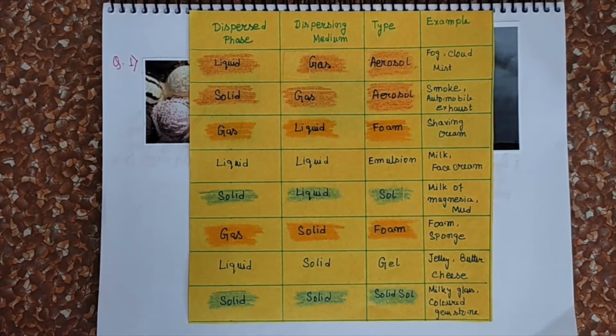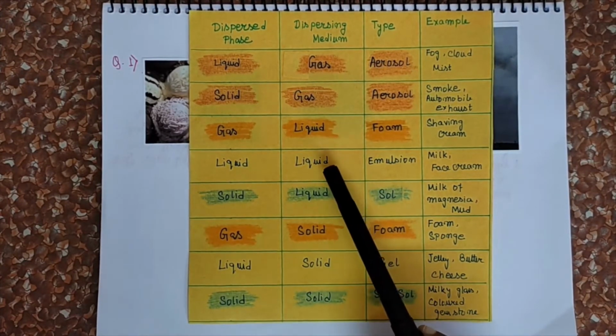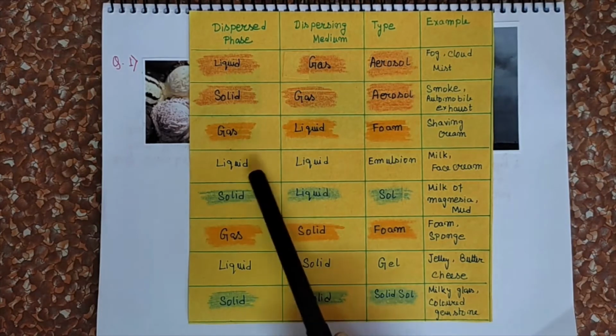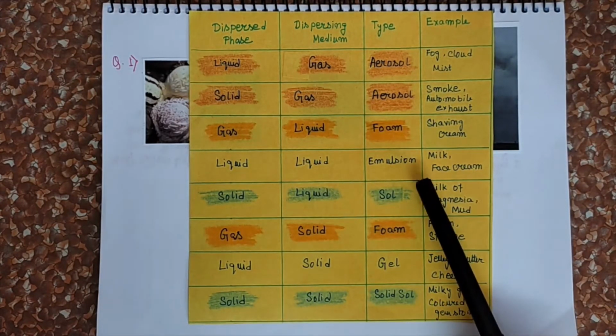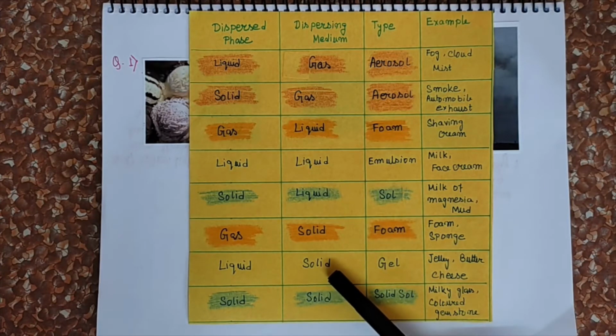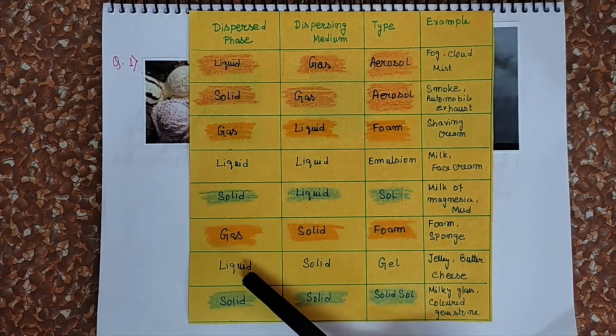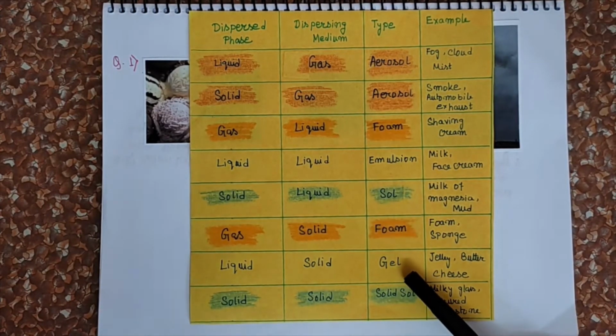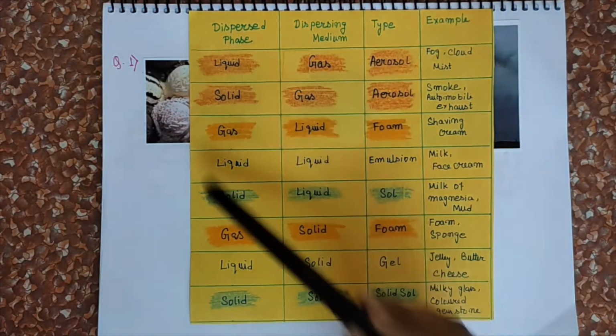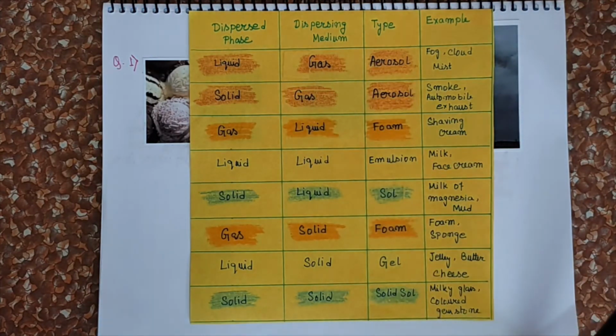So what do you just have to remember? You have to remember two things: when the dispersing medium is liquid and the dispersed phase is also liquid, this is known as emulsion. And when the dispersing medium is solid and the dispersed phase is liquid, this is known as gel. Just these two you have to remember. The other types you can do on your own by following this trick.